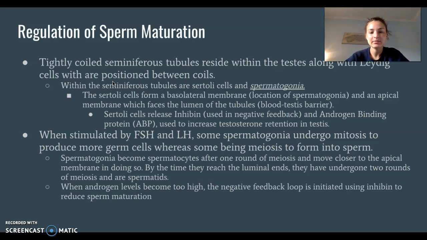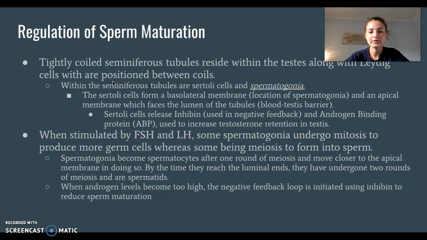So when stimulated by follicle-stimulating hormone and luteinizing hormone, which remember are initially stimulated by gonadotropin-releasing hormone, some of the spermatogonia are going to take the path of undergoing more mitosis to produce more germ cells, but some of them are going to take the path of undergoing meiosis in order to ultimately form mature sperm.